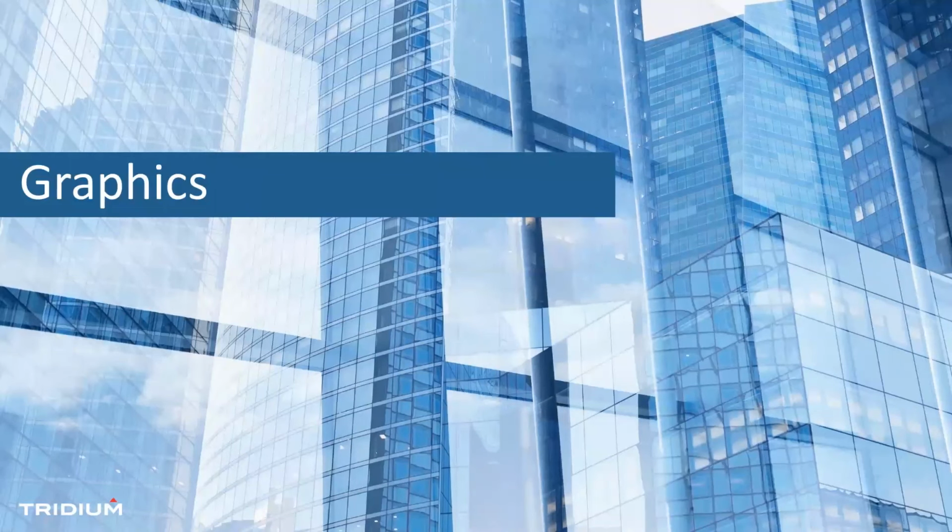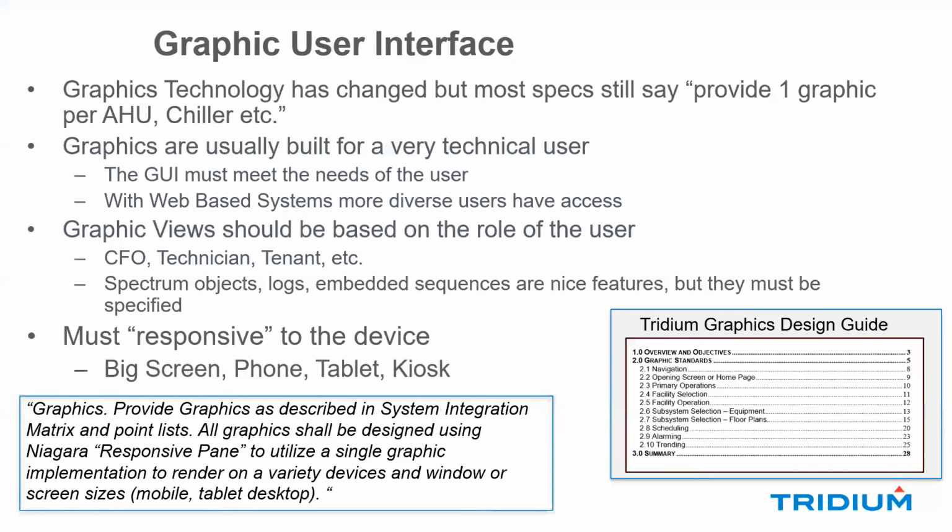So let's talk a little bit about graphics. The graphic user interface, there's a lot of different ways that you can program graphics. A lot of specs out there may say provide one graphic per air handling unit, chiller, et cetera, and that's all it says. And that's not enough. Many times graphics are built for a very technical user. But we also have to think about, that's true.